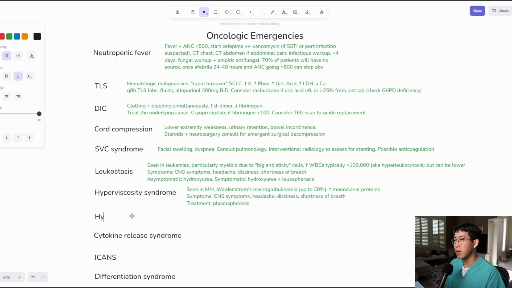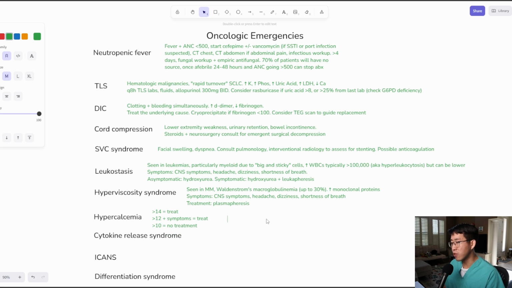I forgot to add one more oncologic emergency, and that is going to be hypercalcemia. And you can refer to my hypercalcemia video for some more information about this one. But in general, if it's calcium level greater than 14, then that is when we should treat. If it's greater than 12 plus symptoms, then you treat. And then greater than 10, typically we don't treat that.